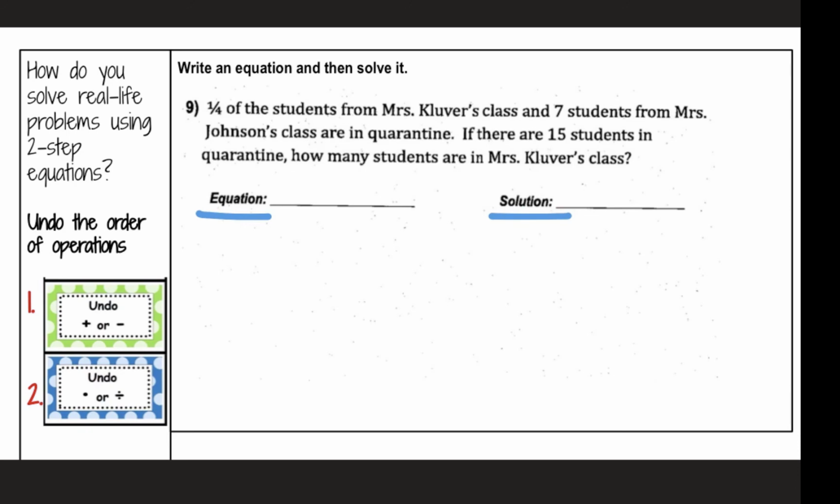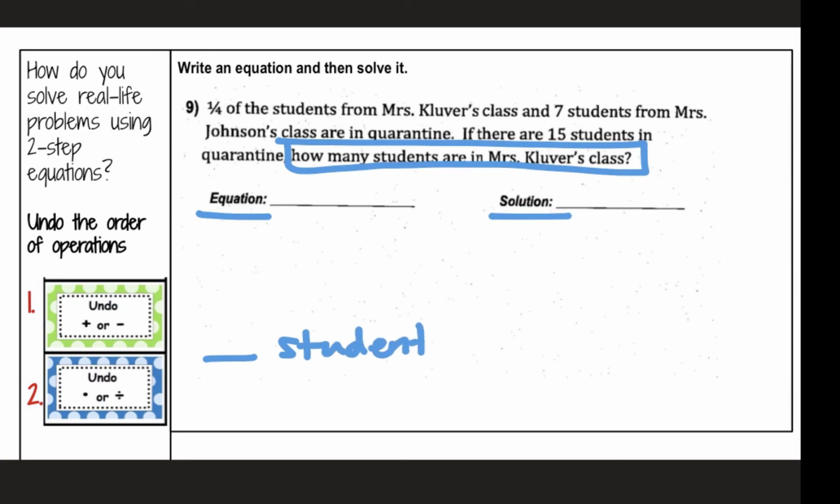A quarter of the students in Mrs. Kluver's class and 7 students from Mrs. Johnson's class are in quarantine. If there are 15 students in quarantine, how many students are in Mrs. Kluver's class? What are we trying to figure out in this problem? How many students are in Mrs. Kluver's class? So blank students are in Mrs. K's class.